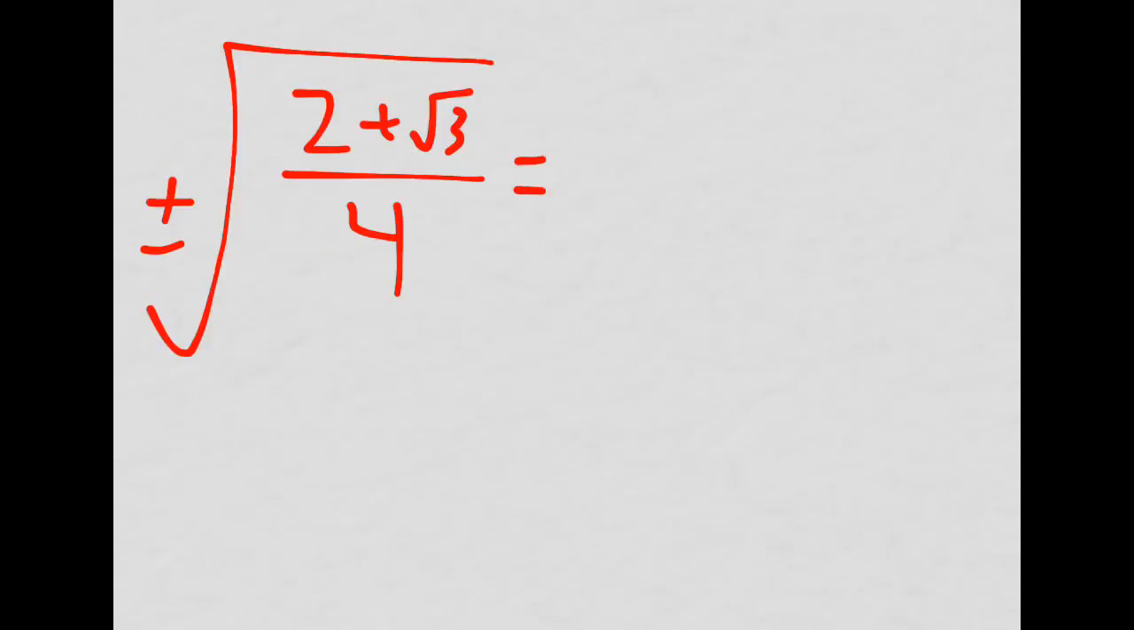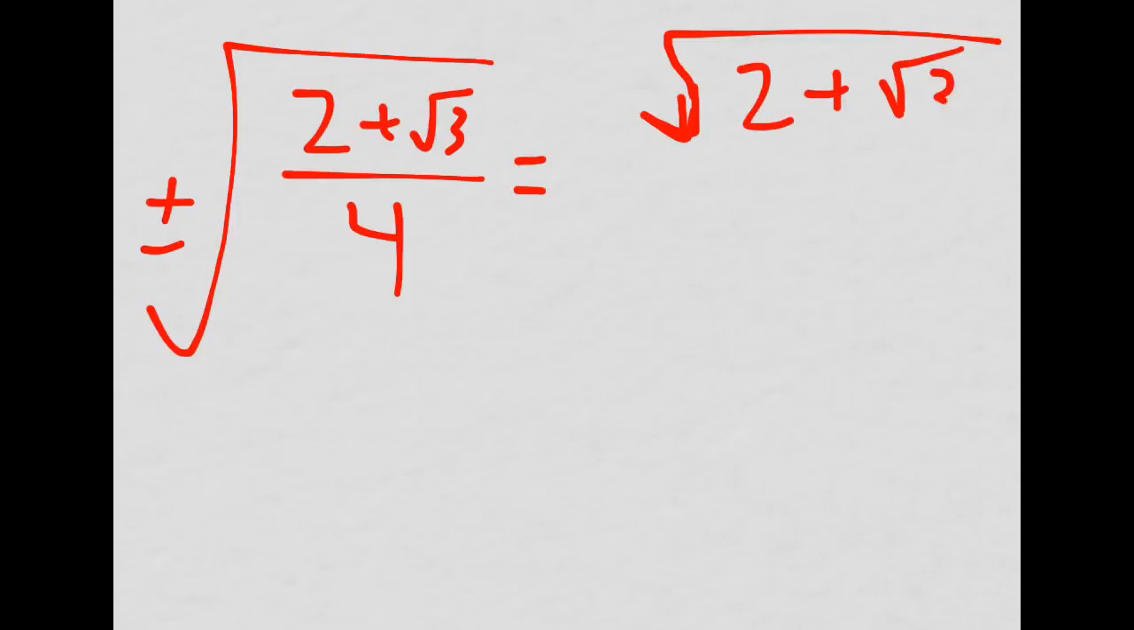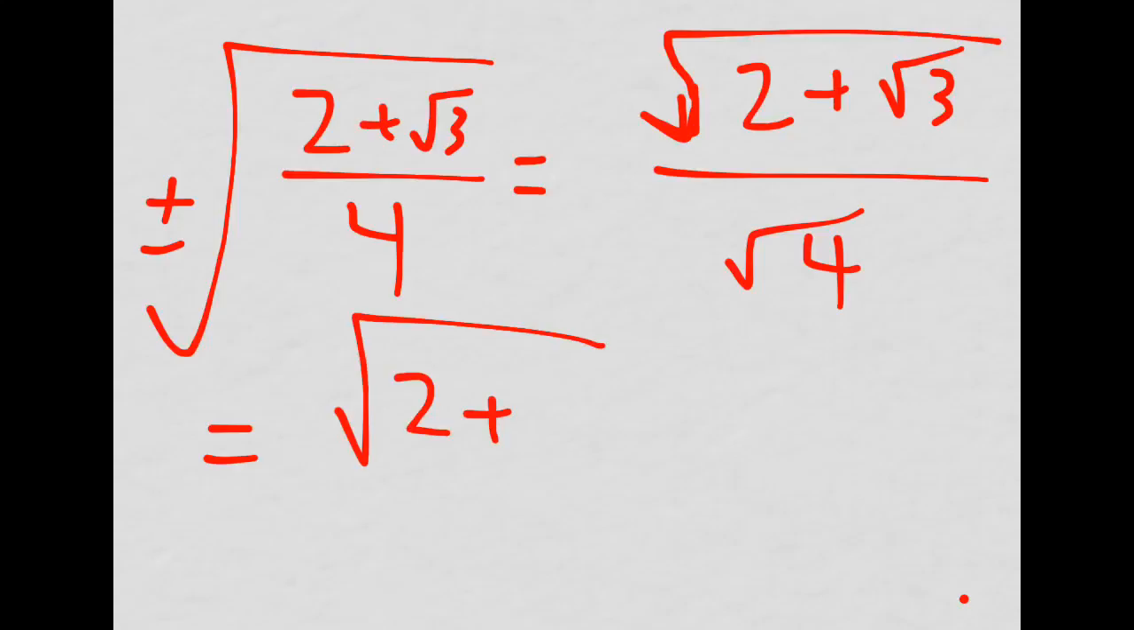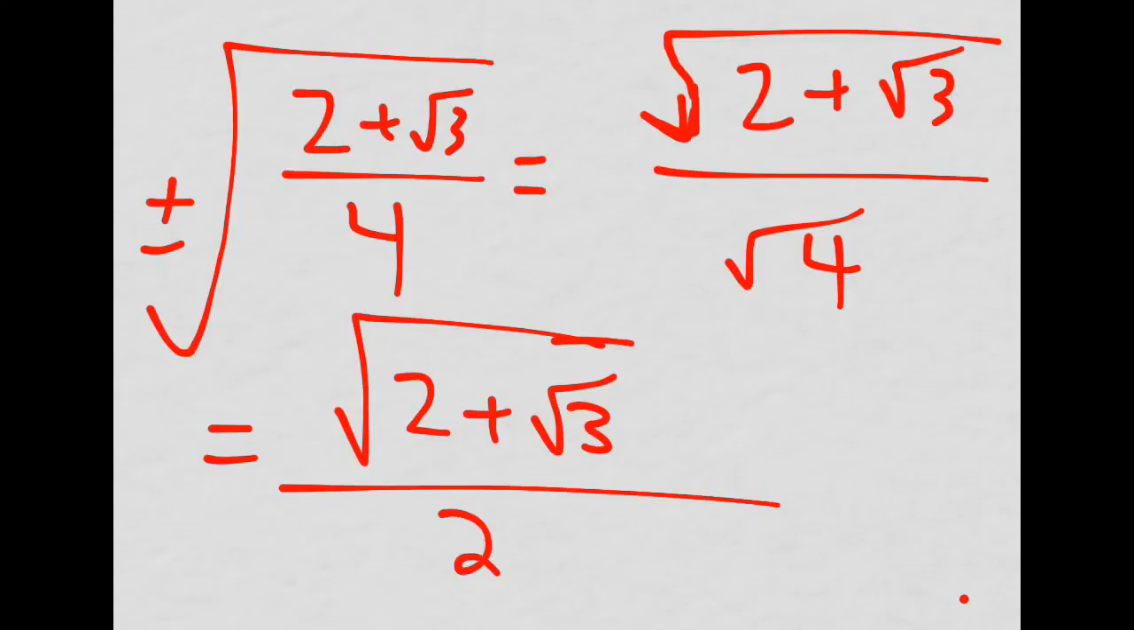Okay. Have a square root over an entire fraction, we can split the square root up. Square root of 2 plus the square root of 3 all over the square root of 4, which is equal to square root of 2 plus square root of 3 all over 2. Alright, now the plus and minus sign just doesn't disappear.